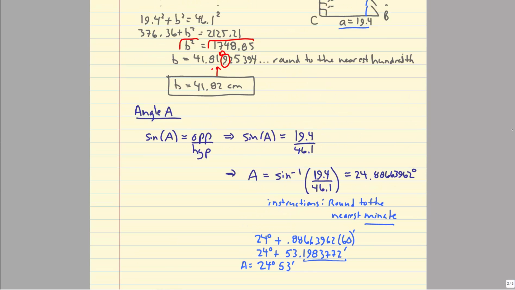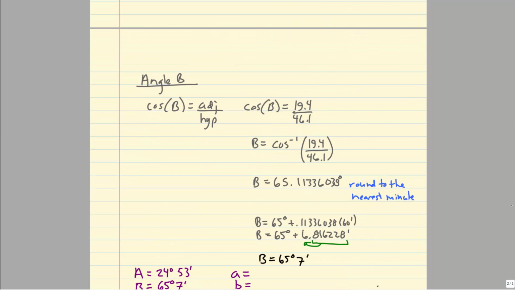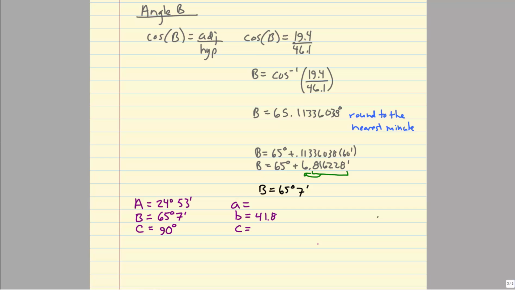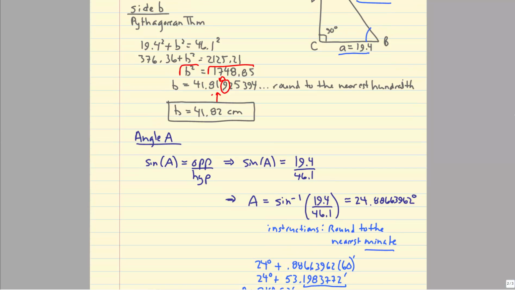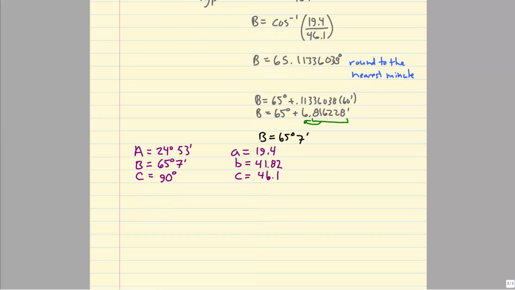Okay, so now let's find our sides. 41.82 was B. A was 19.4. And C was 46.1. Now, a couple things I want you to look at here. Notice that C is the largest angle and its side opposite is the longest side. A is the smallest angle, and A is the shortest side. So that should always happen. The longest side will be opposite the largest angle. The shortest side will always be opposite the smallest angle, and of course the medium is in between here. So that kind of summarizes my triangle.